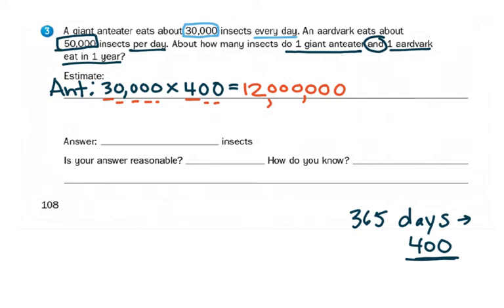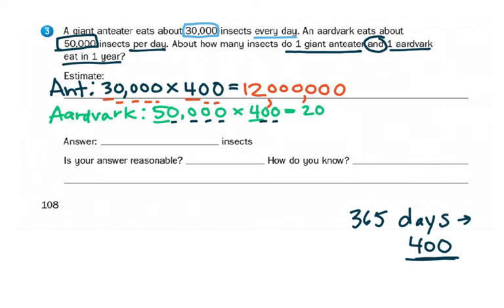Now I'm going to just go underneath for some more room. An aardvark eats about 50,000. We can just leave that as is. Times about 400, because 365 I can't do in my head. 5 times 4 is 20. Now count your zeros. 1, 2, 3, 4, 5, 6. Add 6 zeros behind the 20. 1, 2, 3, comma, 1, 2, 3.